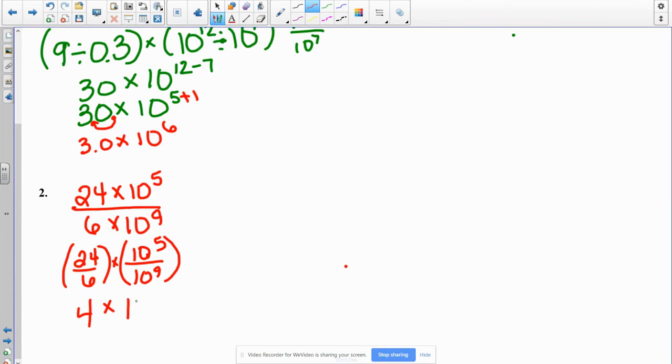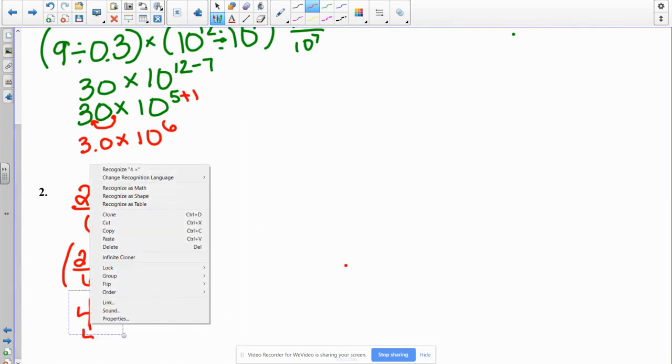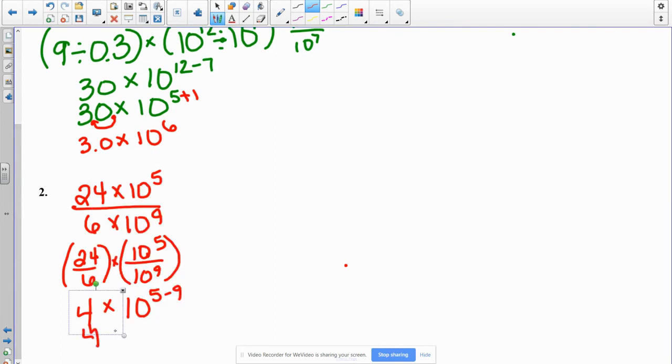And then remember, you're going to subtract, so this would be 10 to the 5th minus 9. So we get 4 times 10 to the negative 4th. And then we look at this, and the good news is 4 is between 1 and 10, so our final answer is 4 times 10 to the negative 4th.